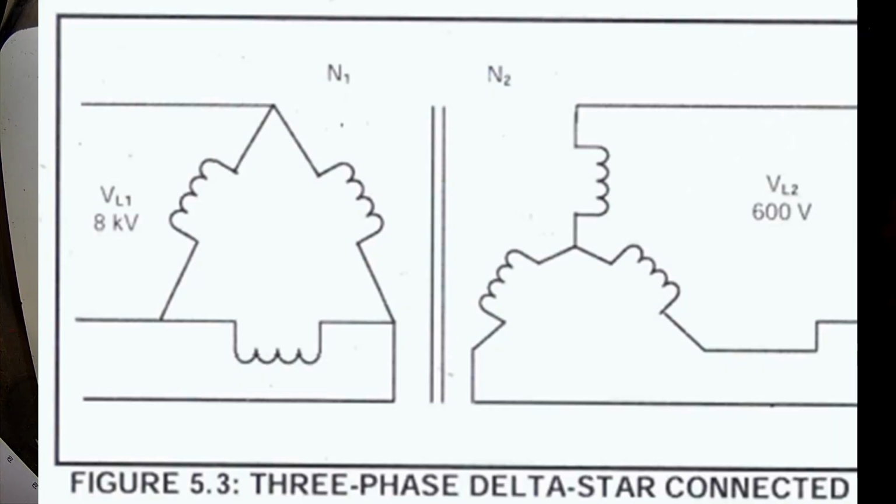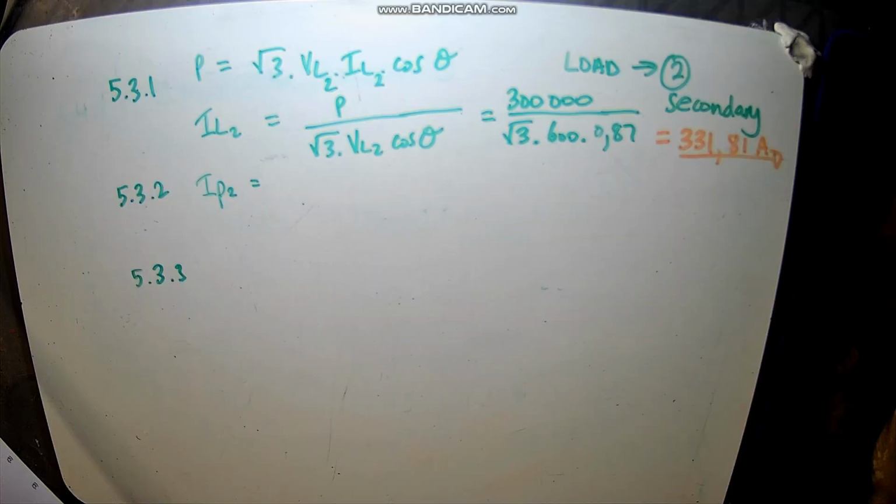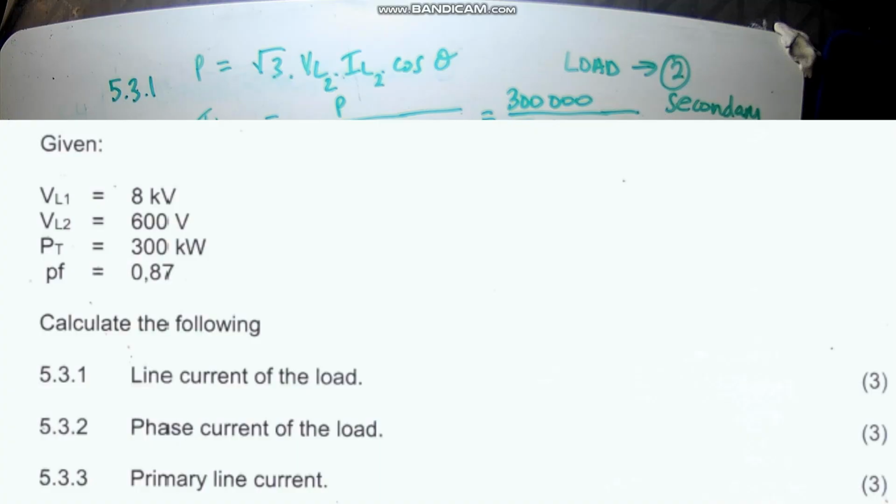So this here, the question says it's a delta star transformer. So it's a star on the secondary side. And with star, we know that the currents are the same. Voltages are different. So I phase 2 is equal to IL2. In the next question, they're asking for the primary current. So we're going to use the formula that's very similar to 531.